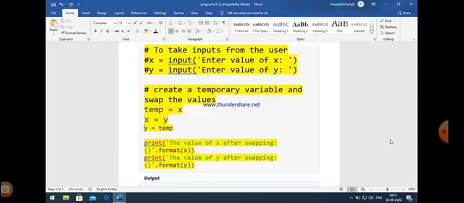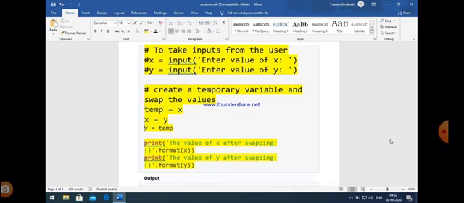So our first formula, when we want to swap two variables, is to first take a temporary variable, represented by the variable temp. Now assign the first value to this variable temp. Then assign the second variable's value to x. As you can see here, x is equal to y. We just write the statement x equal to y. Actually this means the value of y is assigned to x.